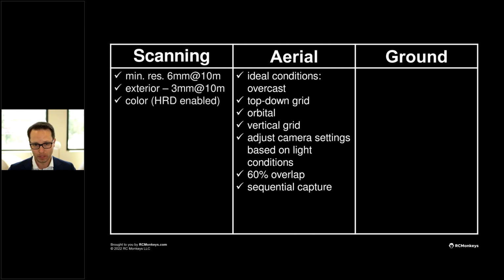But ideally, if it's overcast, that's when you get the best results. And then fly different types of missions, top-down grid, and then orbital, just fly around the building. And some of these can be automated depending on the drone. And then probably, if you're doing a lot of details on the facade, you'll have to fly manually and do a vertical grid. And then, adjust the camera settings based on the light conditions.